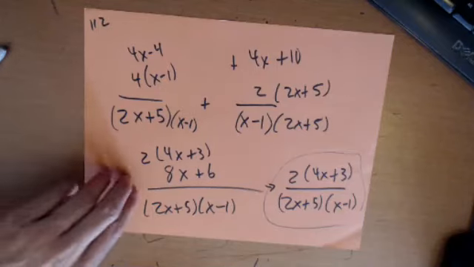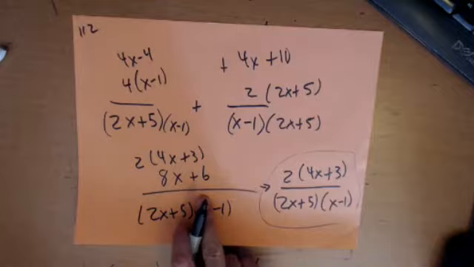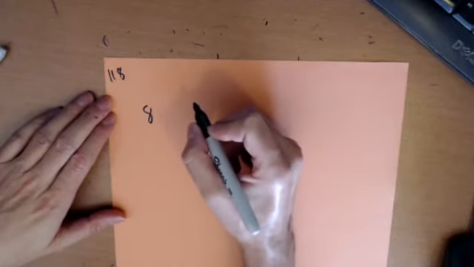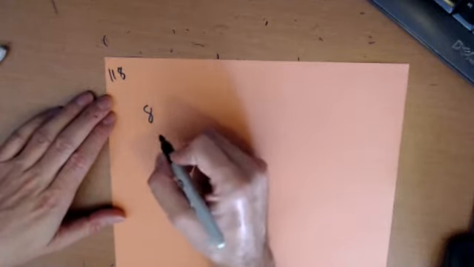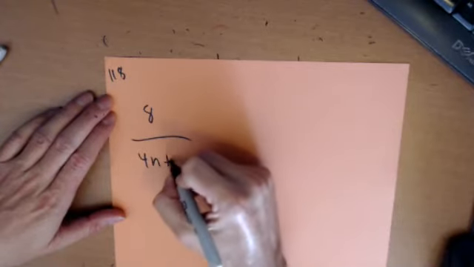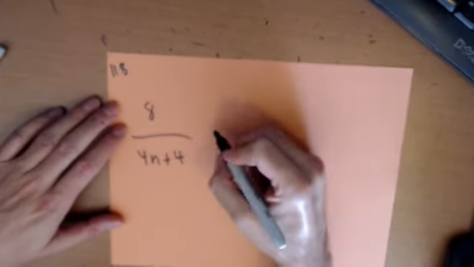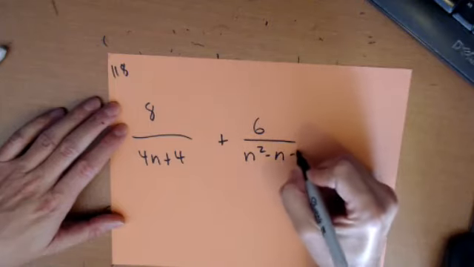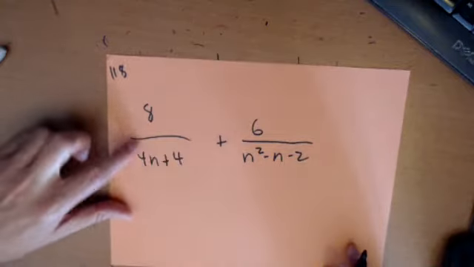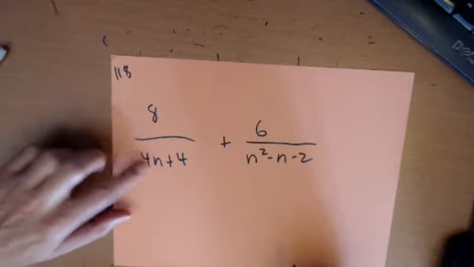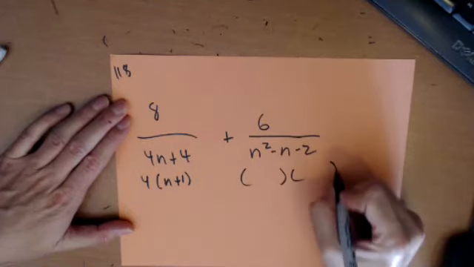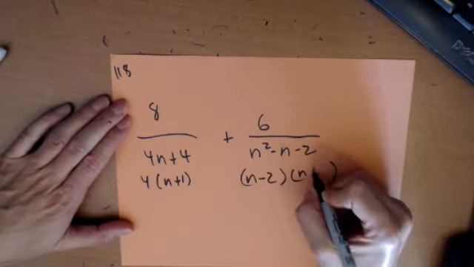Okay, 118. 8 over 4n plus 4, plus 6 over n squared minus n minus 2. Okay. Factor, that's a 4 times n plus 1. Factor, that's an n minus 2 times n plus 1.